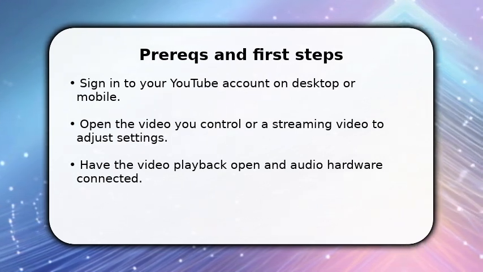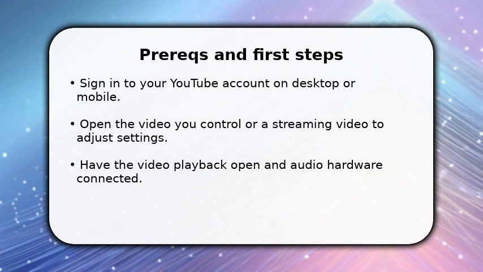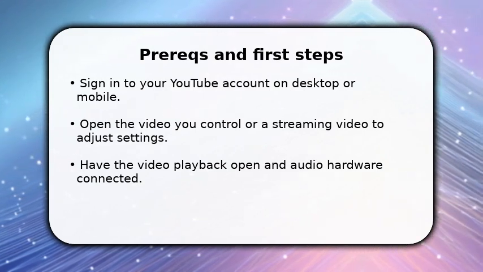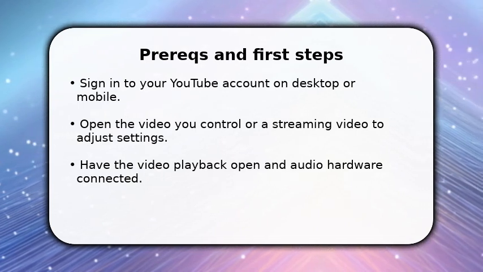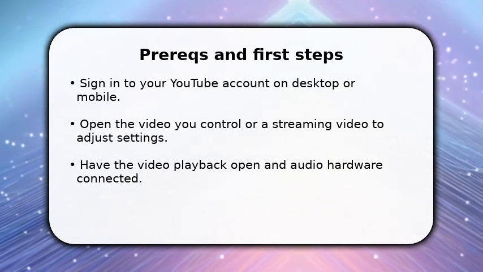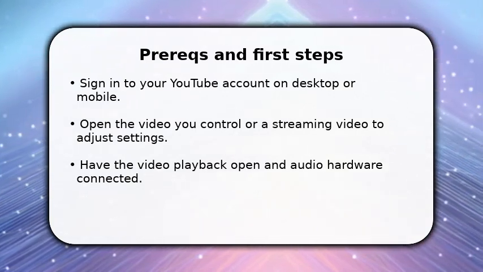Next, click the gear icon on desktop or tap the three dots on mobile to reveal playback options. This is where audio quality settings live. Doing this first saves time and ensures you're changing YouTube output rather than system volume.